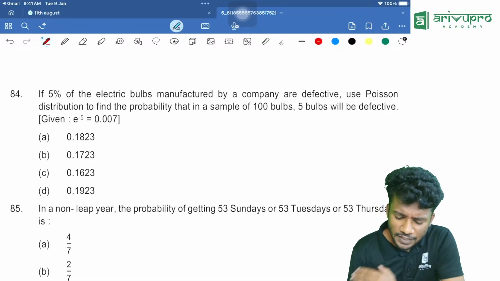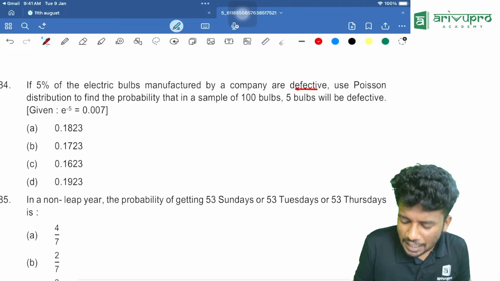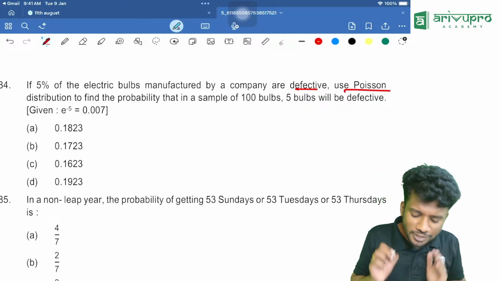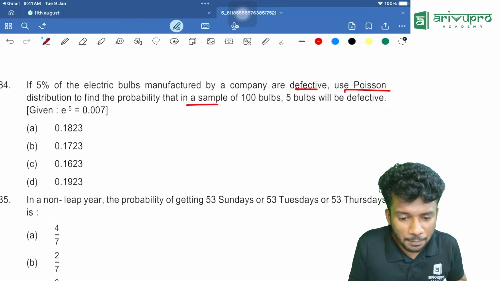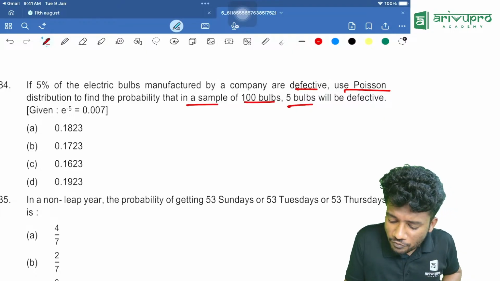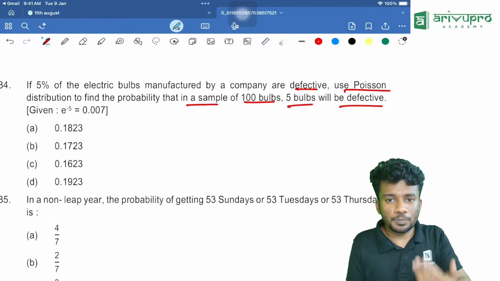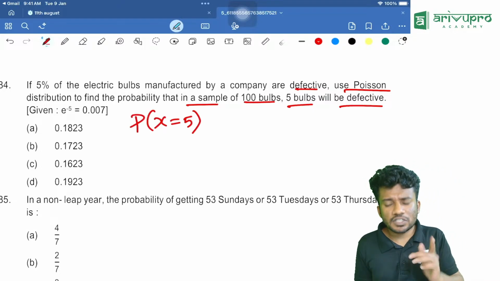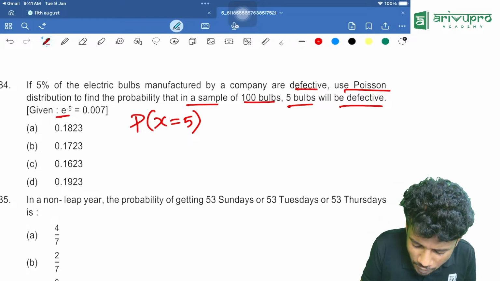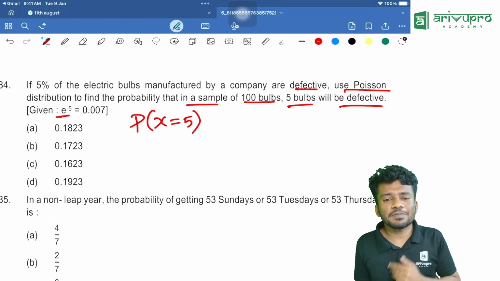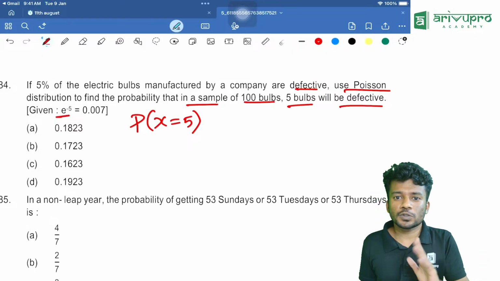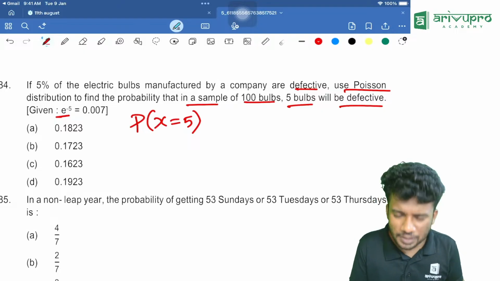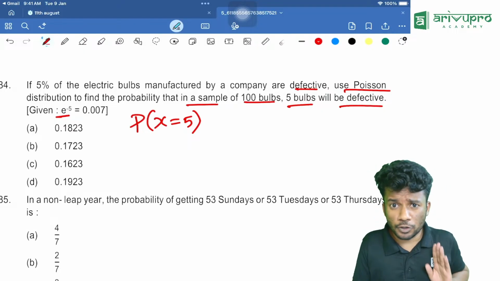If 5% of the electric bulbs manufactured by a company are defective, okay, 5% is defective, whatever they manufacture. Use Poisson distribution to find the probability that in a sample of 100 bulbs, 5 bulbs will be defective. 5 bulbs should be defective, that is the case. So that means P of X equal to 5, we need to find. First of all, here one thing is given in the question, e raised to minus 5. That means indirectly they are telling us to use the Poisson distribution rather than binomial distribution. Even when the number is more than 50 itself, usually you will take it as a Poisson distribution.